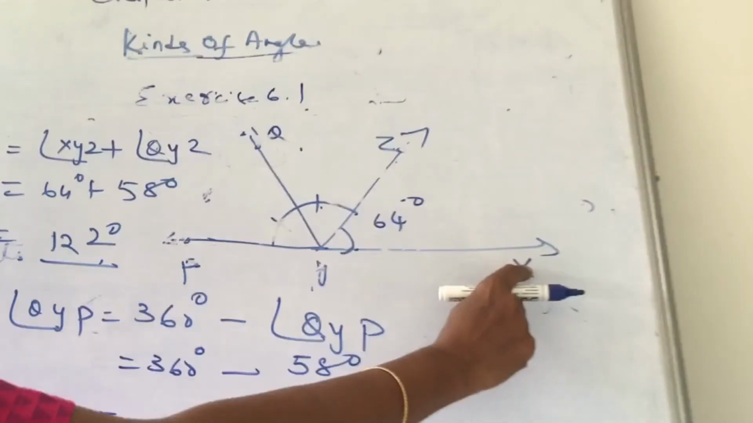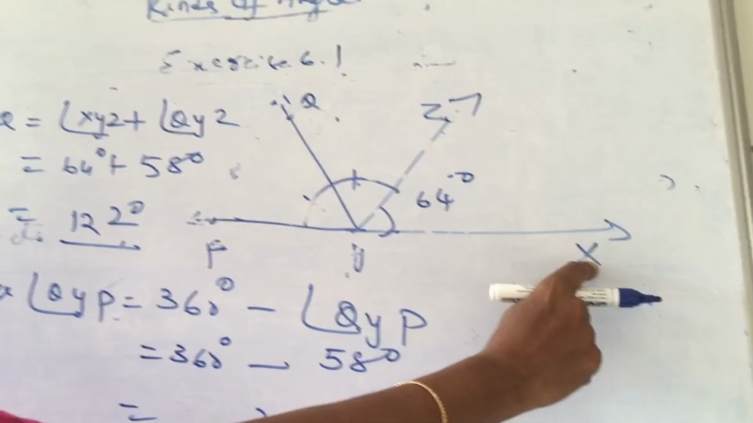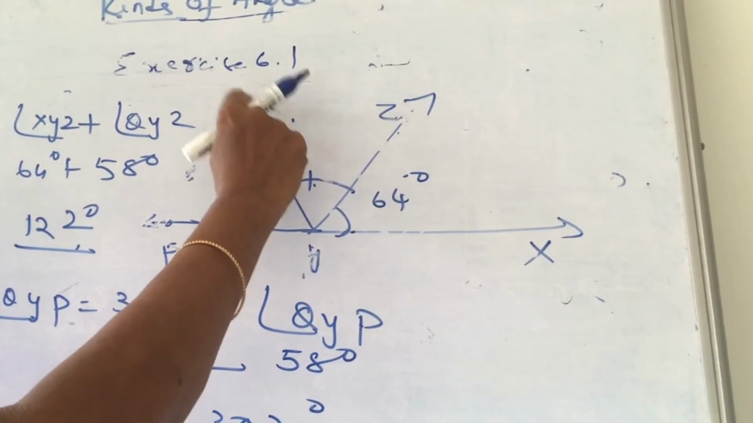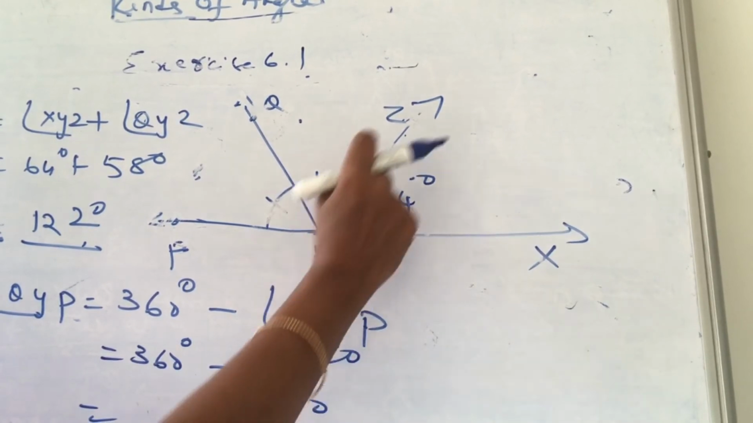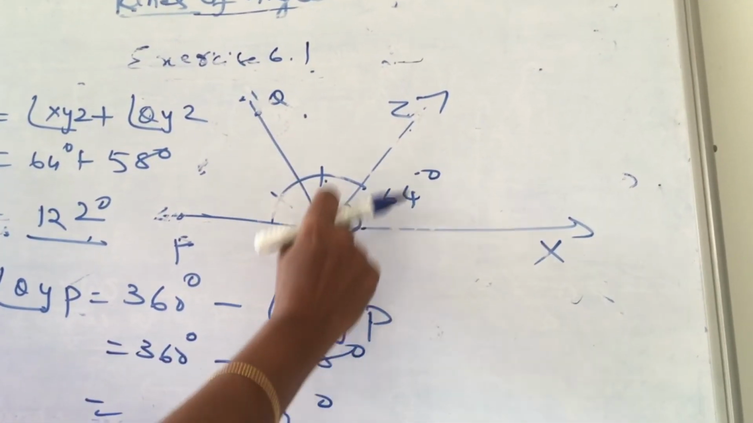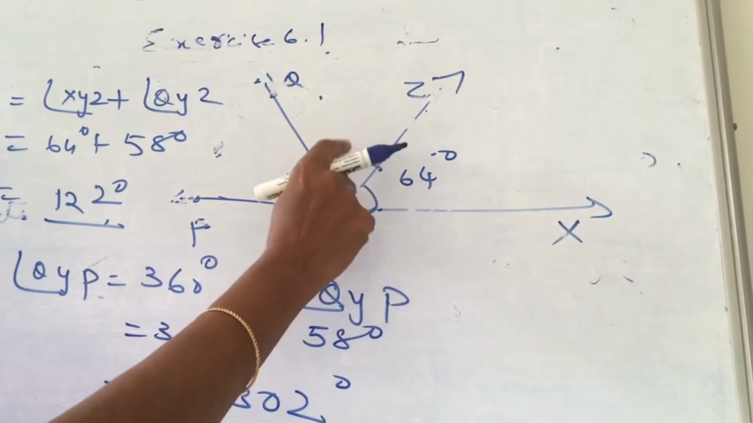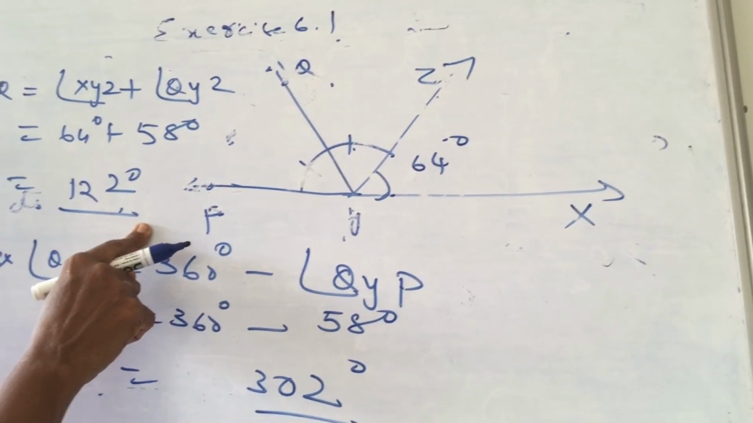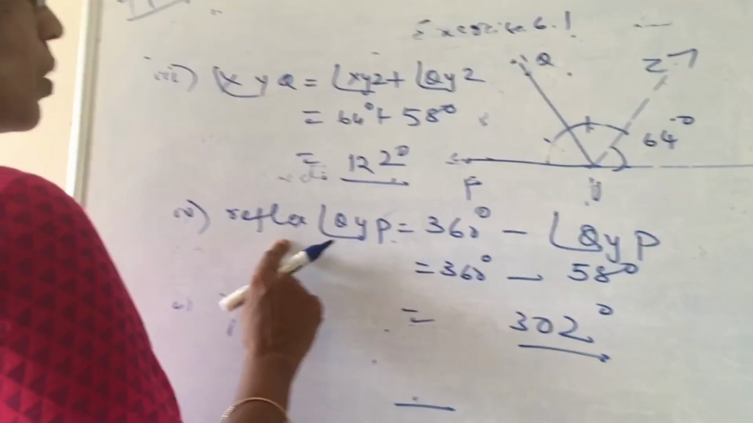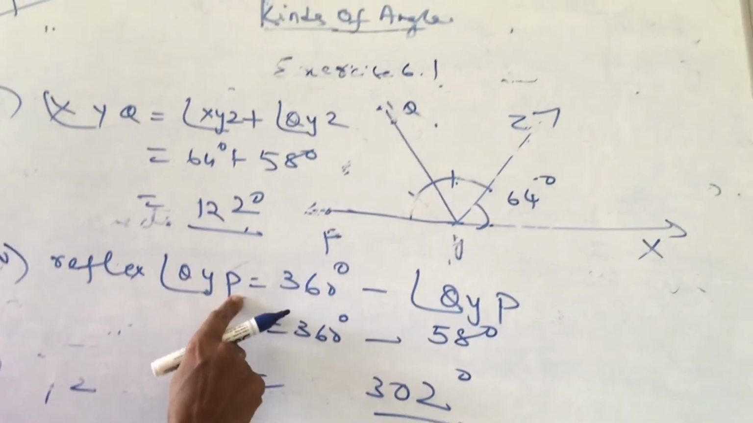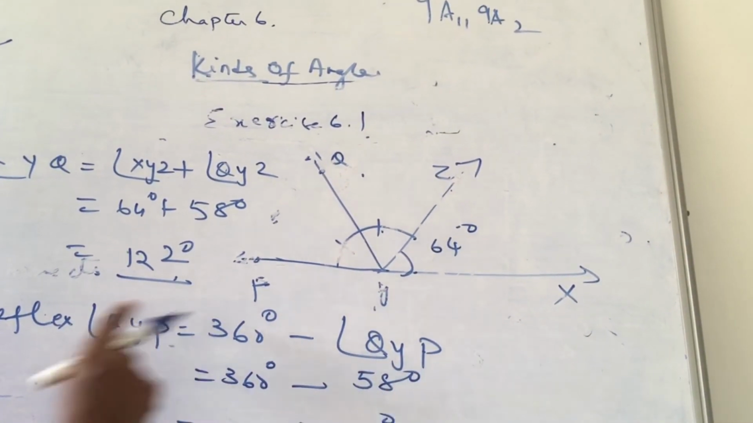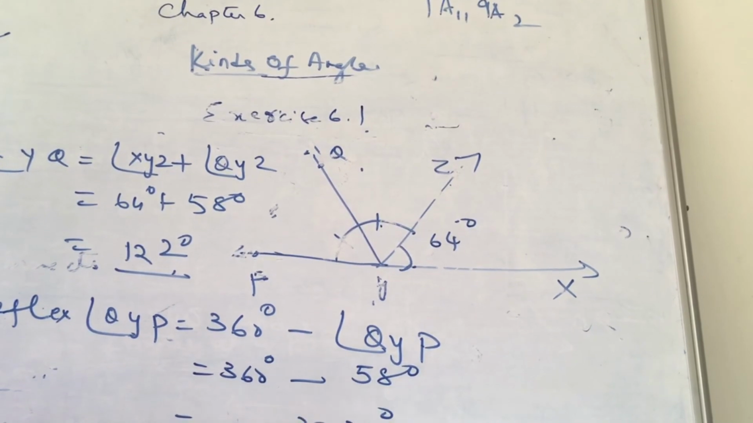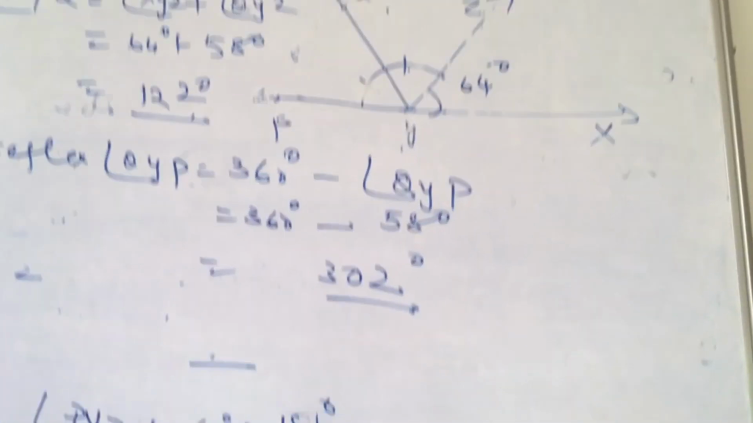The next part for you is to find out angle XYQ. Name the angles in XYQ. Angle XYZ, angle QYZ. 64 plus 58 is how much, children? 122. The last bit here is reflex angle QYP. 360 minus angle QYP will give you the reflex angle, which is 302. Hope you have followed, children.